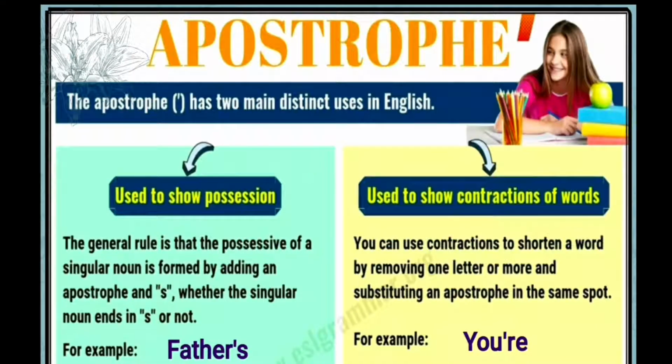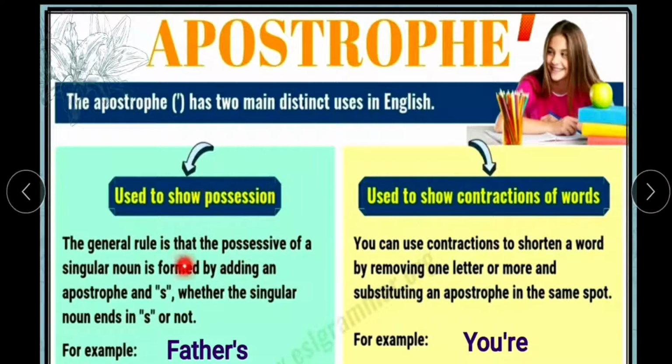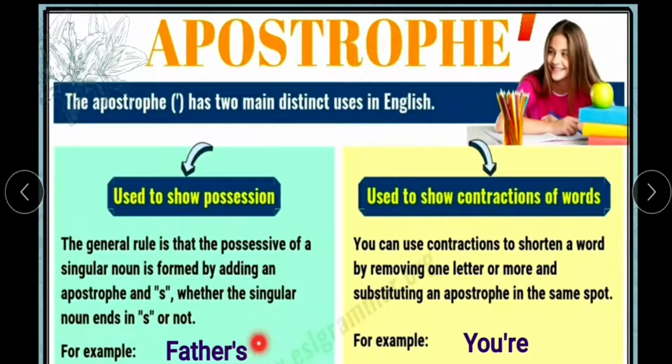Now comes apostrophe. We use apostrophe for two purposes basically. First of all, in case of possession, meaning ownership, to show the ownership. For example, you are watching this video on your father's phone or mother's phone. It means the phone belongs to your mother or father. It means they are the owner. So in case of that, you have to write father's phone or mother's phone like this way. You have to write father, then apostrophe, then s. In case of possession, we write like this way.